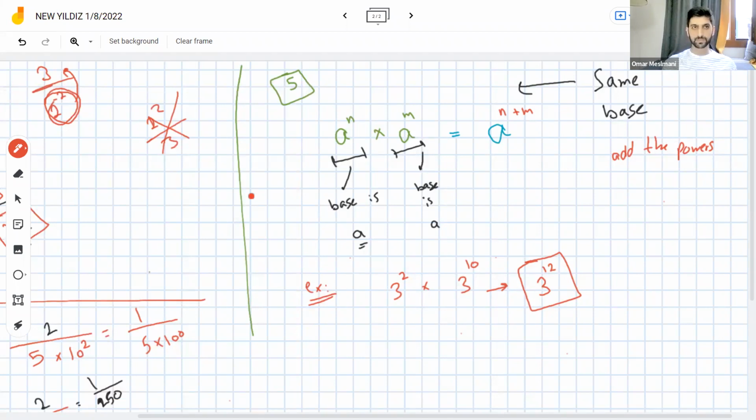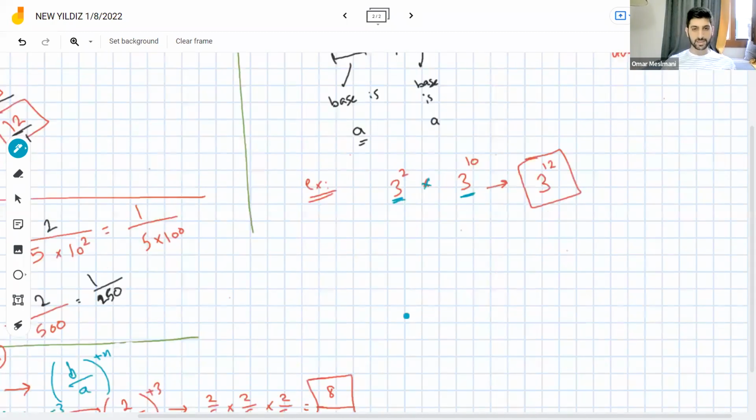Because we add the bases. Because we added the bases, exactly. We added the exponents, not the bases. Powers, yes. Right now she's trying to say that because the bases are the same, 3 and 3, both of them are the same, and the sign in between them is multiplication, so I can add the powers. That's rule number 5. What about rule number 6?